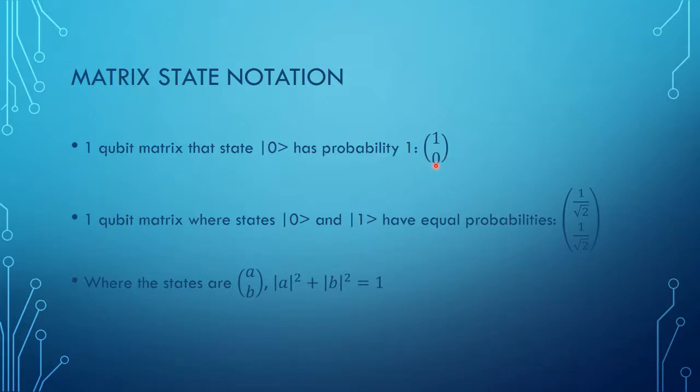And the numbers in these states may contain imaginary numbers, but the magnitude of these states cannot exceed 1. So when normalized, as seen in this third bullet point here, the states must add to a probability of 1. So on the next slide, we're going to be discussing the quantum gates that could be applied to these states.